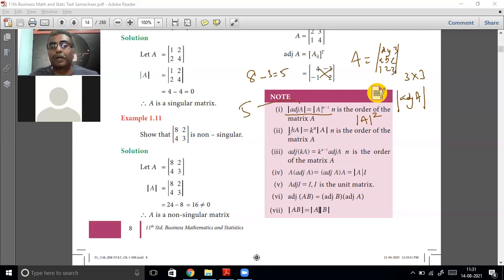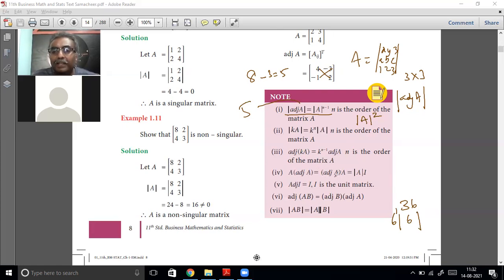K of A is important: the determinant of K times A is K to the power of n into determinant of A. That is another thing. For example, suppose the determinant is 36, in that case 6 to the power of n, where n is the order of the matrix A. All these things you forget.